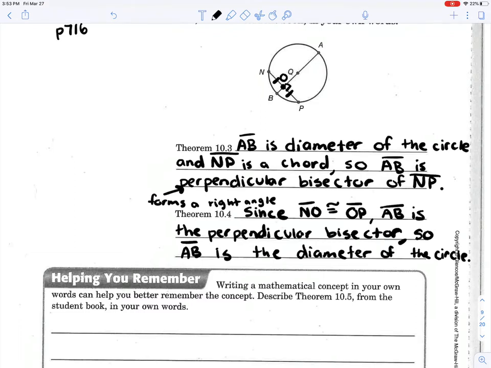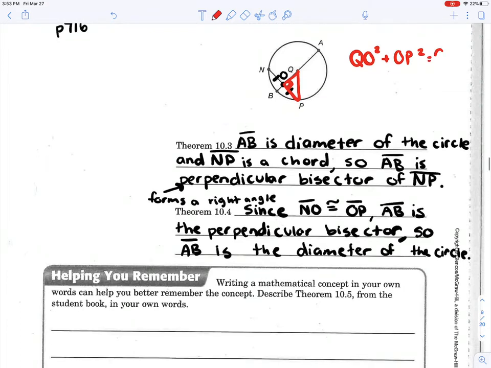So why might this be useful? Well, you're going to see a lot of problems here where they might form a triangle like this. Now that's something you can solve because we know that the Pythagorean theorem would give me a squared plus b squared equals c squared. That might be useful because I could write something like QO squared plus OP squared equals QP squared. I can use that Pythagorean theorem.